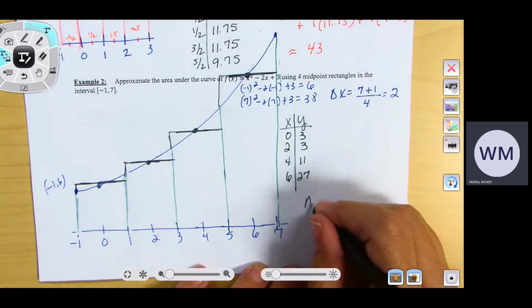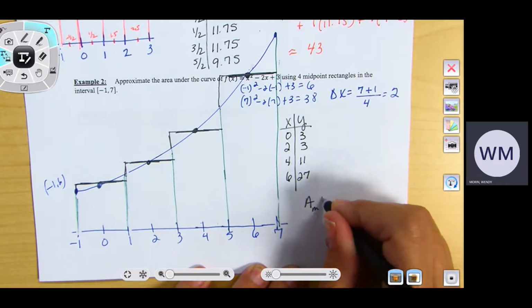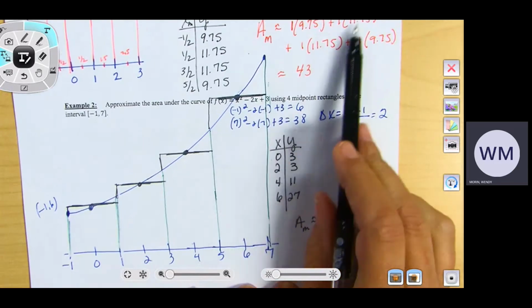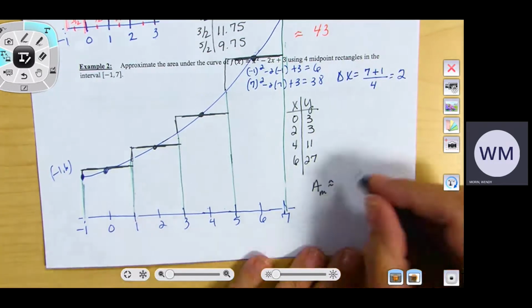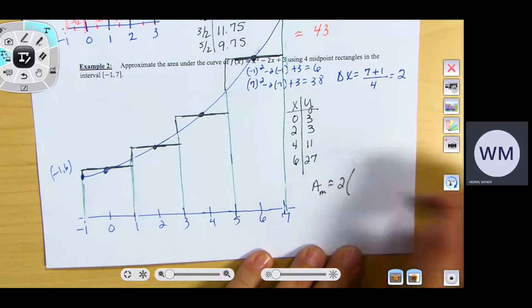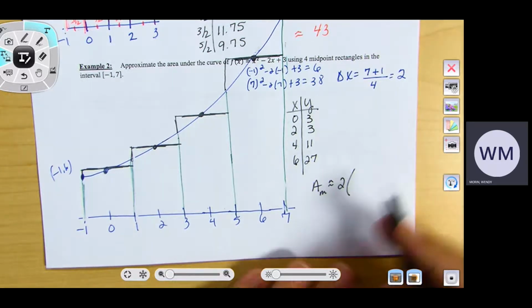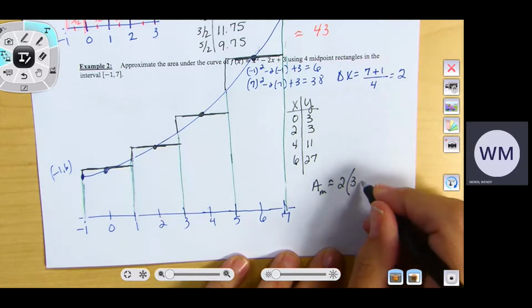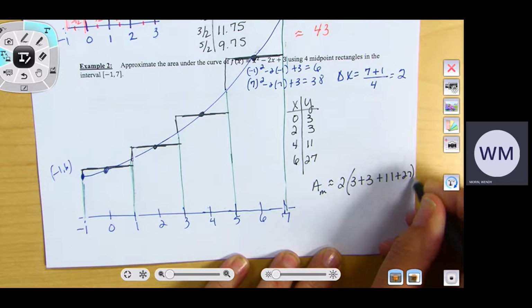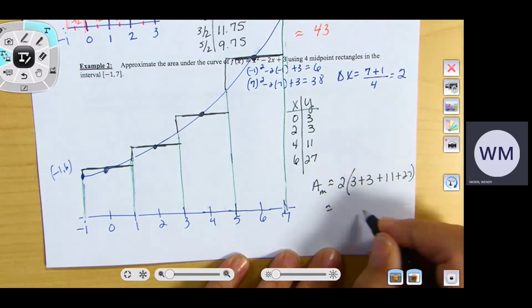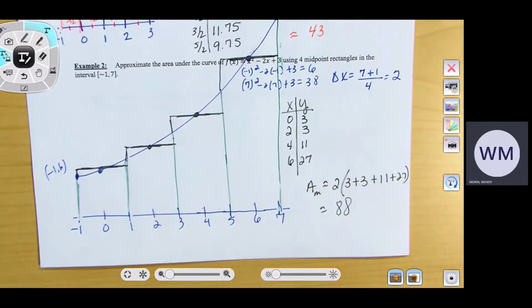So the area, again, I can do base times height, base times height, base times height, but my bases are all the same, so I only need to write that down once. I have 4 rectangles. The base is 2. The first one has a height of 3, the next one has a height of 3, then 11, then 27. So my approximate area, 2 times all of that, is 88. Okay.